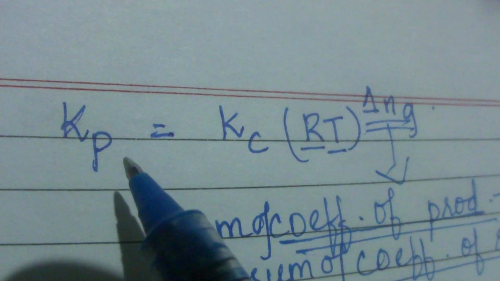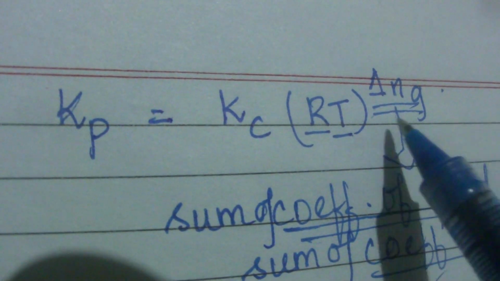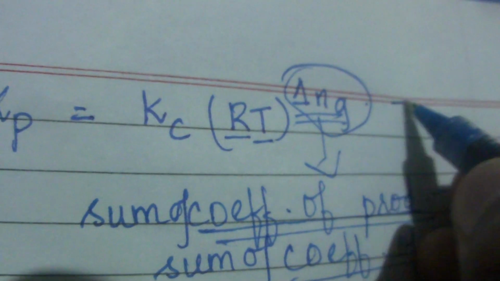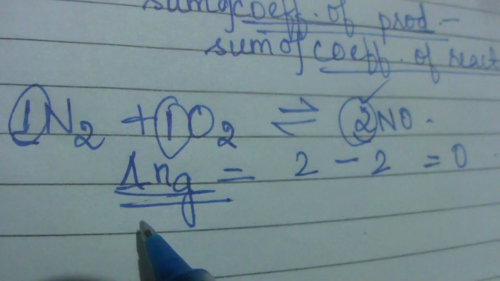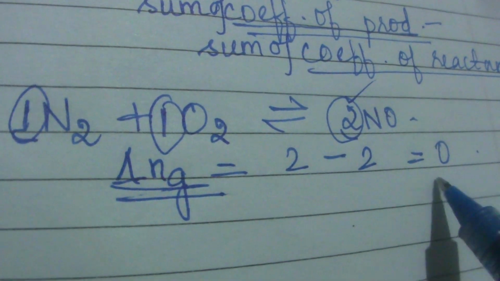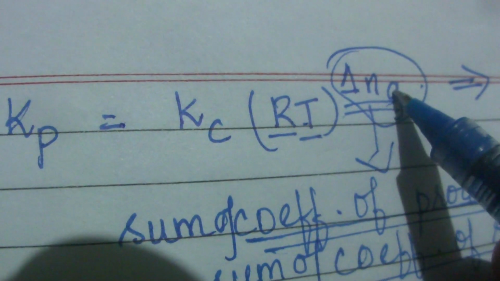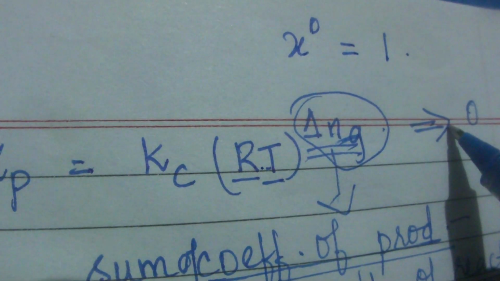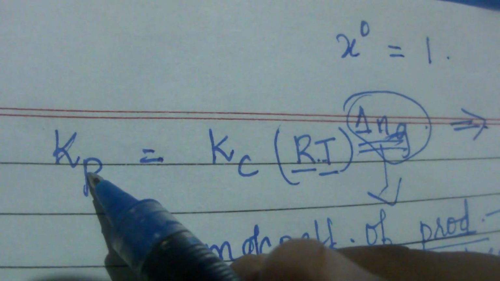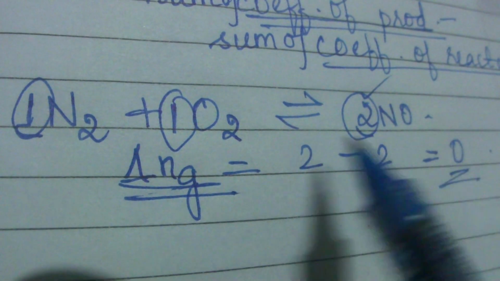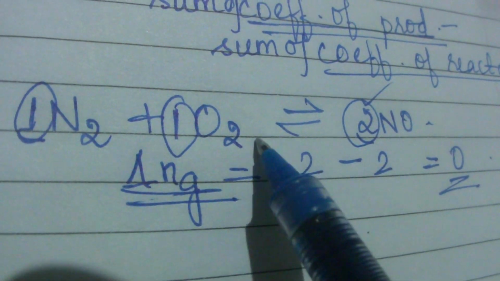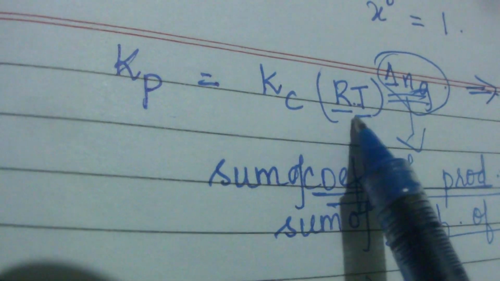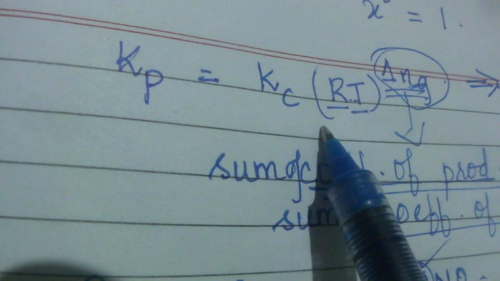Now let's get back to the formula. Kp is equal to Kc into RT power delta Ng. The first special case is: if delta Ng becomes 0, due to cases like these, what will happen? Anything raised to 0 is 1. So this part will completely disappear and Kp will become equal to Kc. So for the reversible reaction between nitrogen and oxygen to form nitric oxide, both of these values are equal.